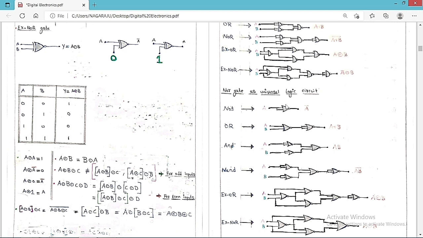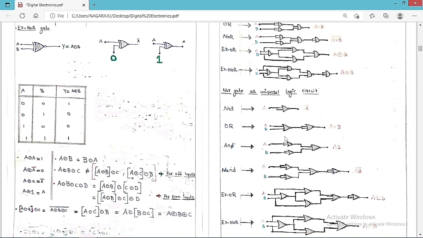This basically is A NOR A, which means (A or A) whole bar, which is nothing but A bar. So you are going to get A bar. If you join these two input terminals to a common input A, it is called the NOT gate. So this is the way that you have to make the NOT gate.